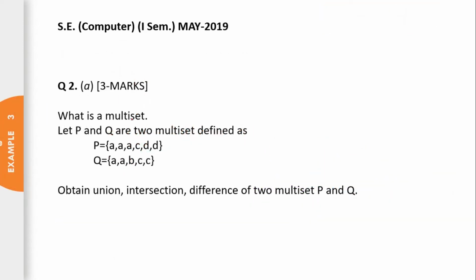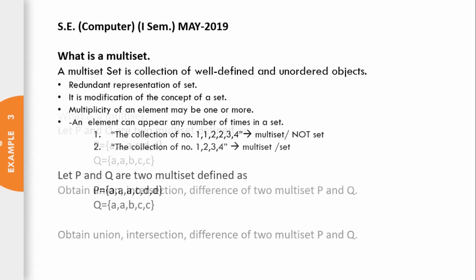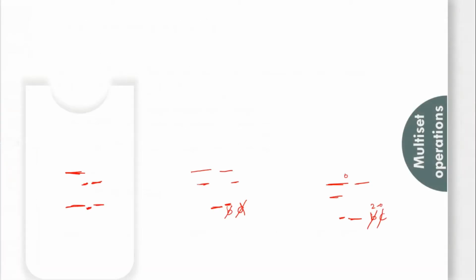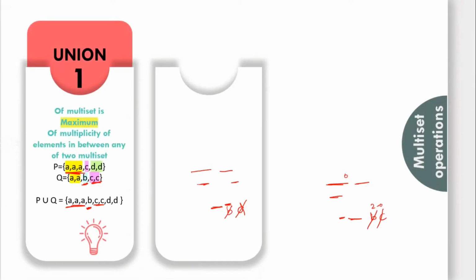Next question, what is a multiset? Let P and Q be two multisets defined as P = {triple time A, C, double time D}, Q = {double time A, B, double time C}. Obtain the union, intersection, and difference of the two multisets P and Q. As discussed earlier, a multiset is a set with a collection of well-defined and unordered objects where elements inside that set can appear any number of times. For example, the collection {double times 1, double times 2, 3, 4} is a multiset. Now we have to perform union, intersection and difference operations on these multisets.